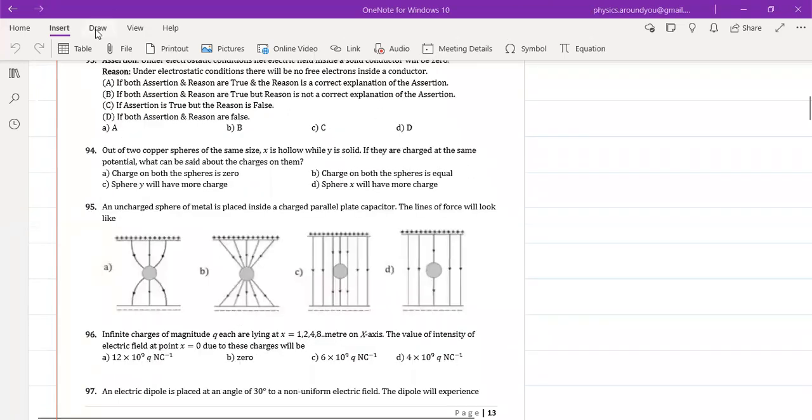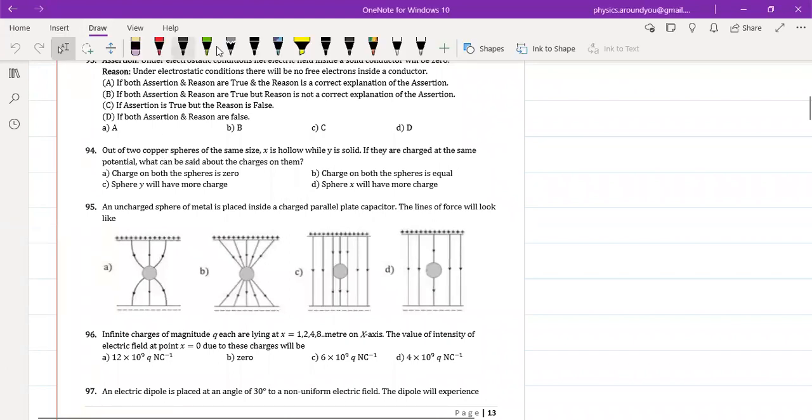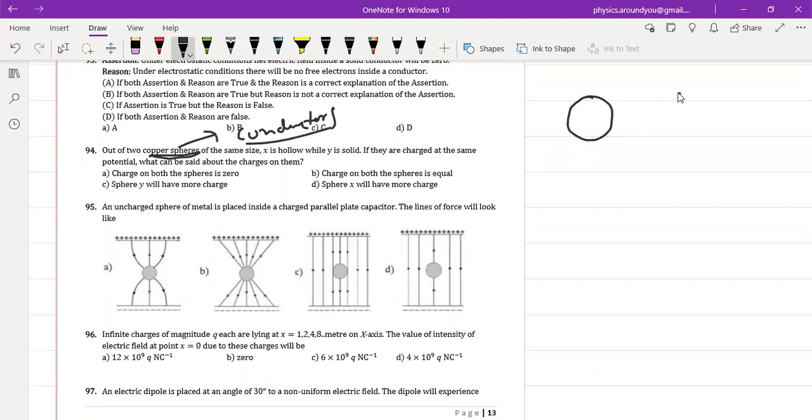Now, question number 4. It says about potential, and one more clue is both are copper spheres. So the first hint is they are a conductor, a pair of conductors. Well, one is solid, the other is hollow. It makes no difference, because the charges always reside on the surface of a conductor only, right? Same size, so both of them have the same R.